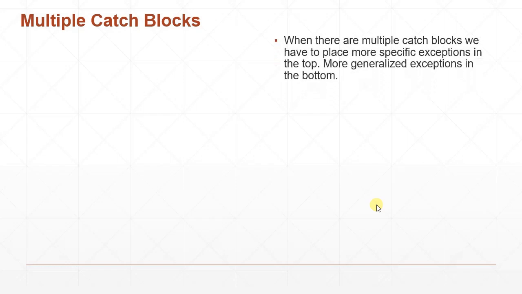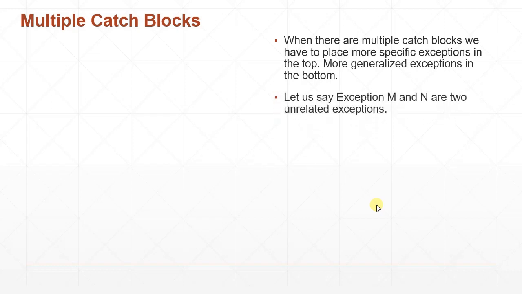When there are multiple catch blocks, we have to place more specific exceptions at the top, then more generalized exceptions at the bottom. So here the inheritance tree comes into the picture. More generalized exception at the bottom means the very base class of the exception should stay at the bottom of the catch block. So more specific exceptions will be at the top of the catch blocks.